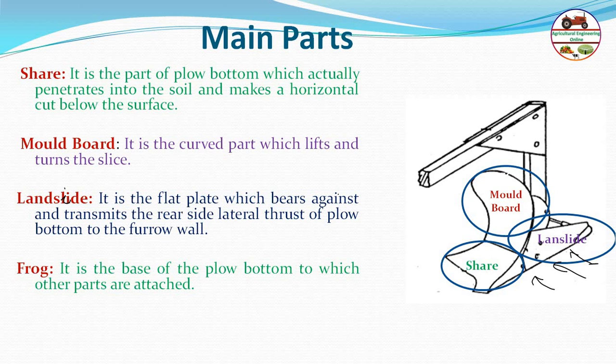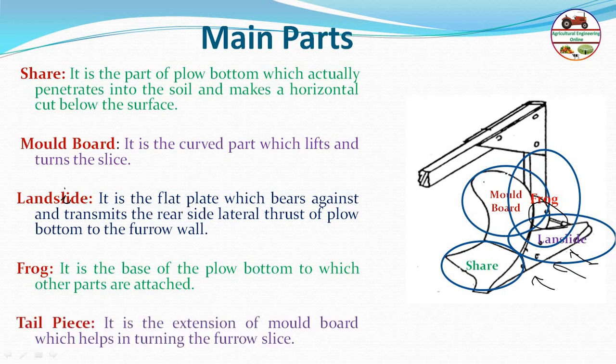Next is the frog. The frog is the base of the plough to which other parts are attached. So you can see here, this is the frog part, which joins all the parts. Then another part is the tail piece. Sometimes the tail piece is attached here. It is the extension of the moldboard.